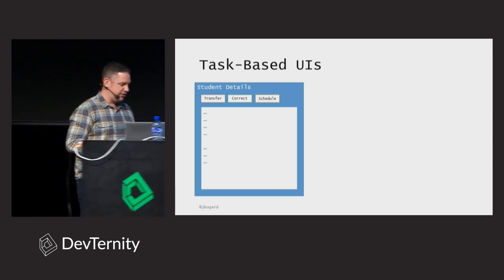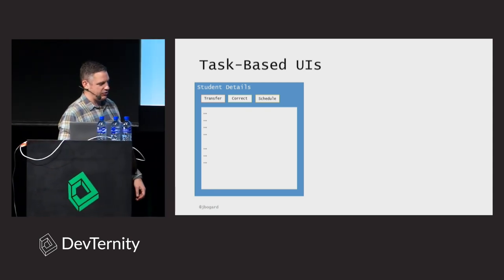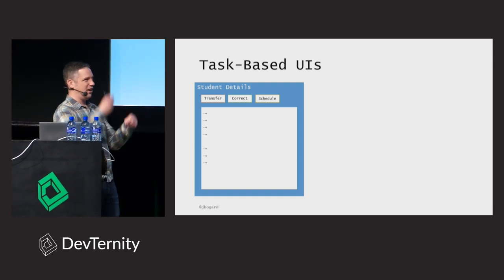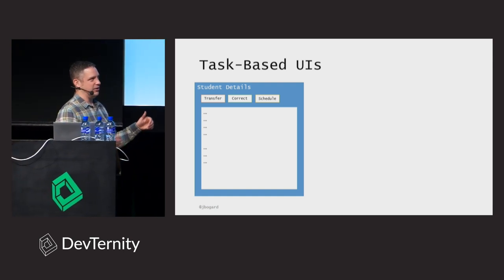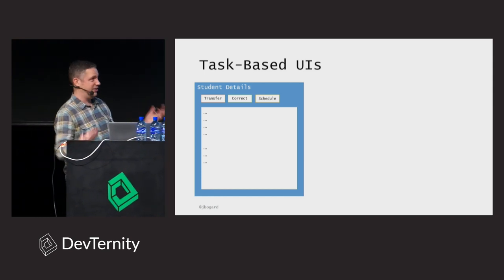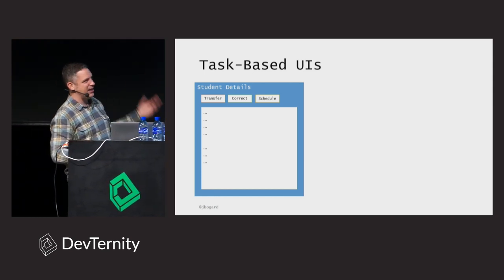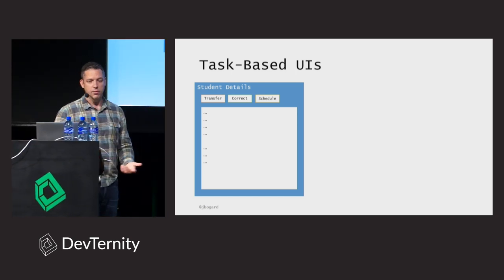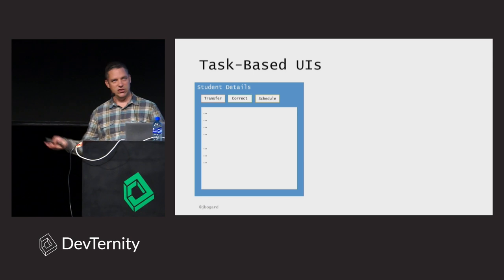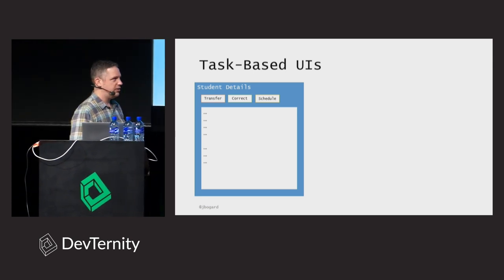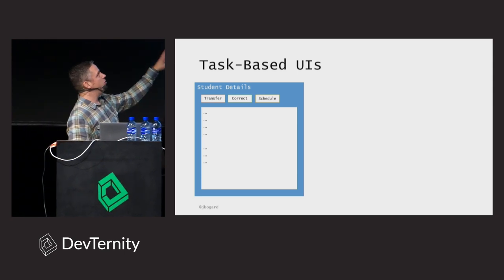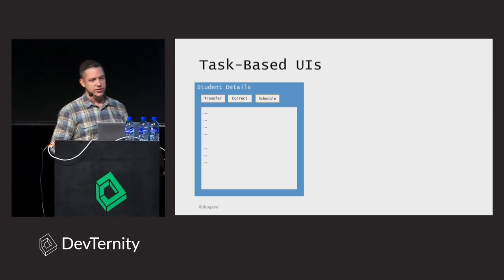For us, we build a lot of task-based user interfaces. So instead of user interfaces that are very CRUD-oriented, with all these edit buttons, and I know that's what the user actually wants, they just want Excel. But we try to build task-based UIs that represent the individual operations the user wants to perform. So in this case, instead of just having edit student for all their information, we looked at all the different things the user is trying to do and built out individual links and forms for each one of those operations.